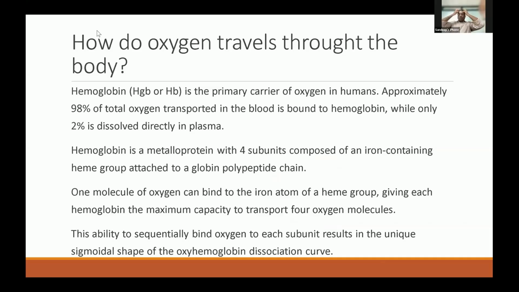So I was saying that each hemoglobin molecule is made of one heme moiety, which is an iron moiety, joined by a globin, which is a polypeptide chain. Each hemoglobin molecule has 4 subunits, and one molecule of oxygen can bind to one subunit of this hemoglobin. Next slide, please.